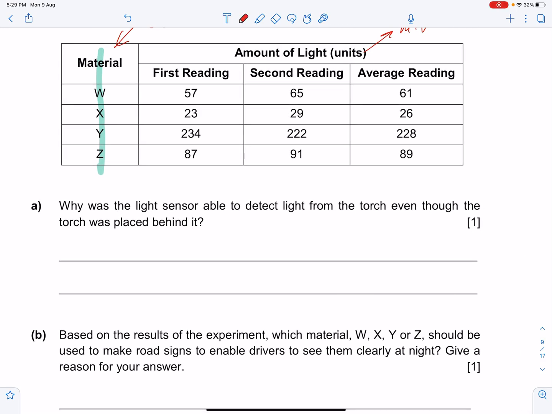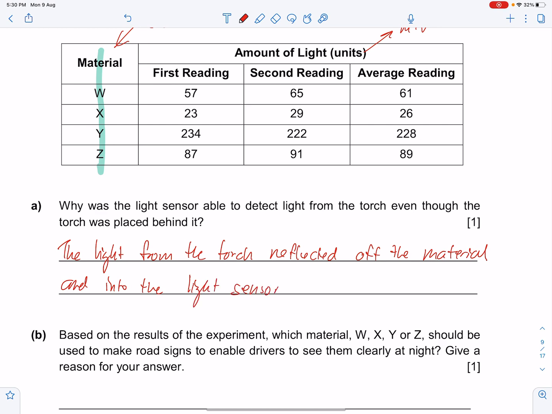Okay, so my answer would be the light from the torch reflected off the material and into the light sensor. Now, I must say that the keyword for this will be reflected. However, it is also important to tell me where the light is coming from, the light source, and where it is eventually going to. So I would say that the direction of the light is very important. From where to where, and then how. The how is the reflected part, the from is from the torch, the to will be your light sensor.